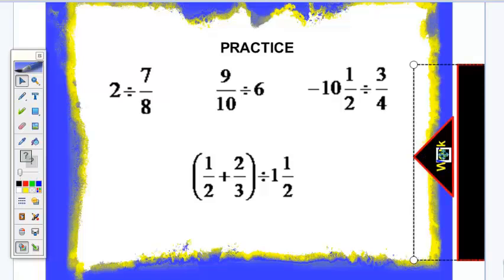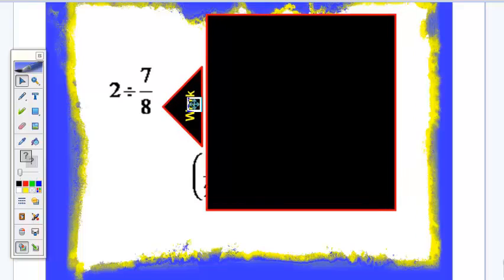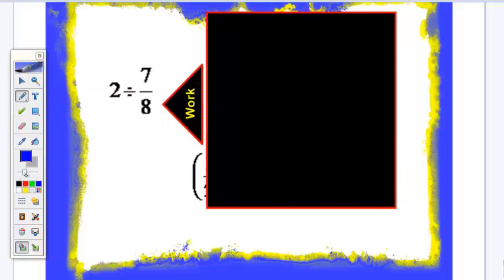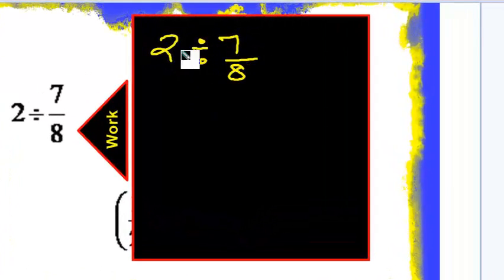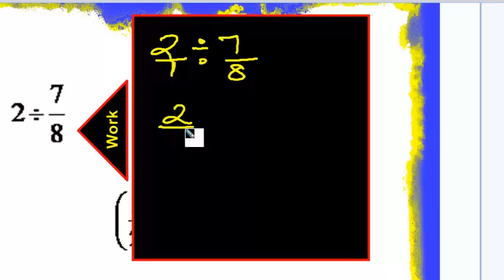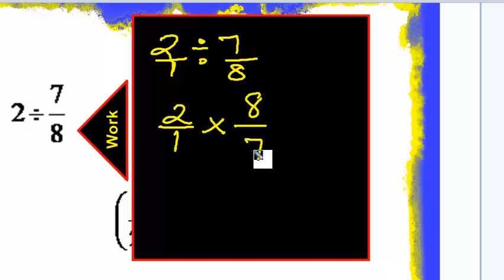Alright, now welcome back. Let's go ahead and solve these together and check your work along the way. Here we have 2 divided by 7/8. First thing we want to do here is to put the whole number over 1. 2 over 1, division turns into times, and flip the second fraction, get the reciprocal.